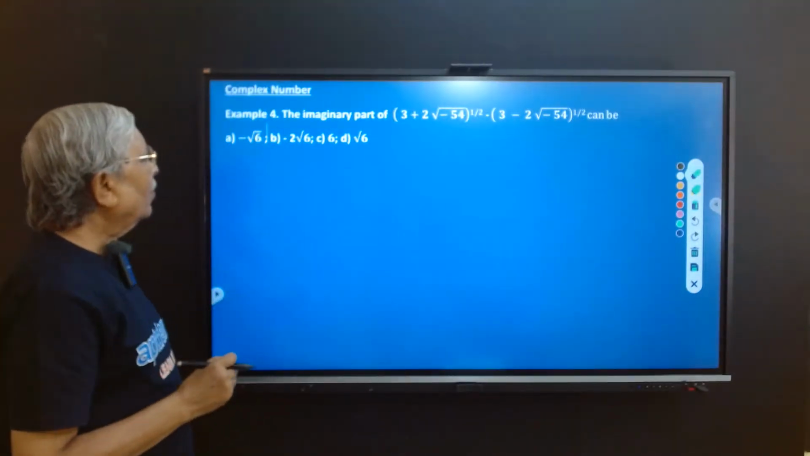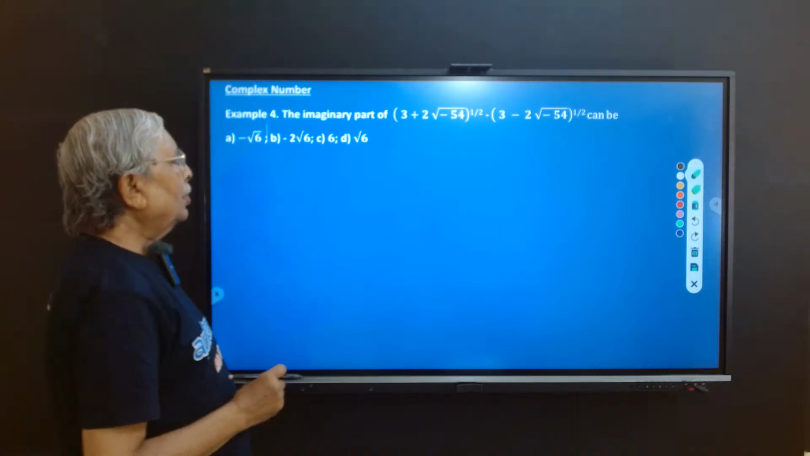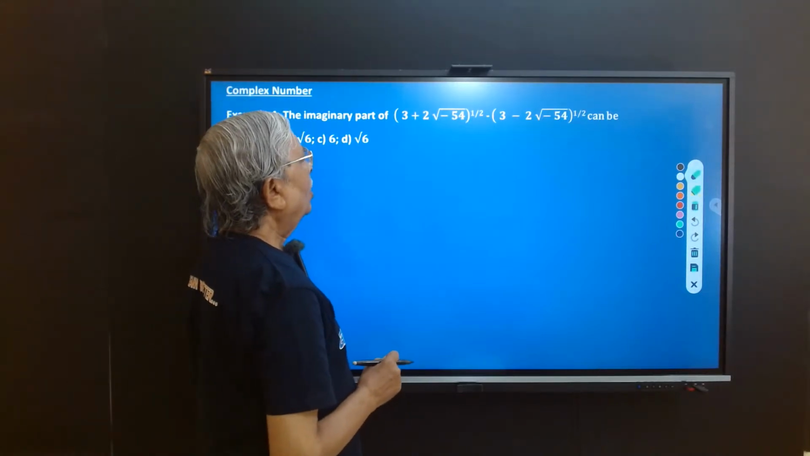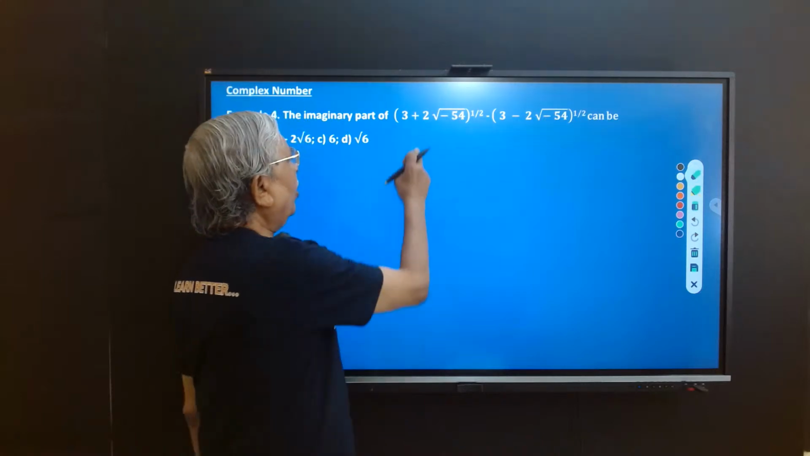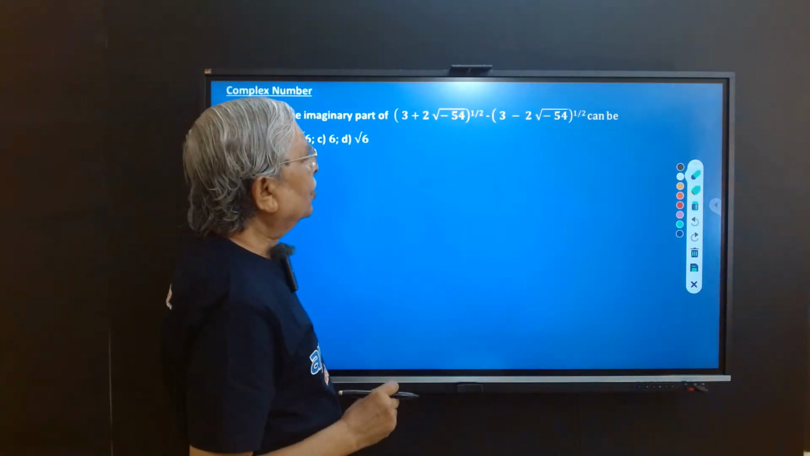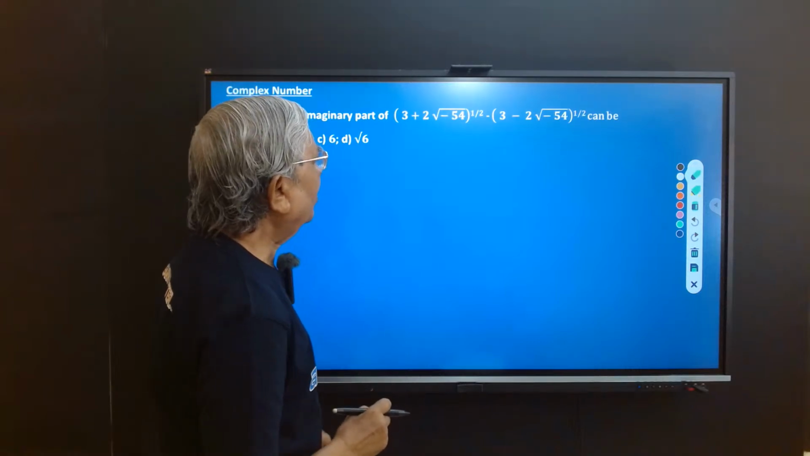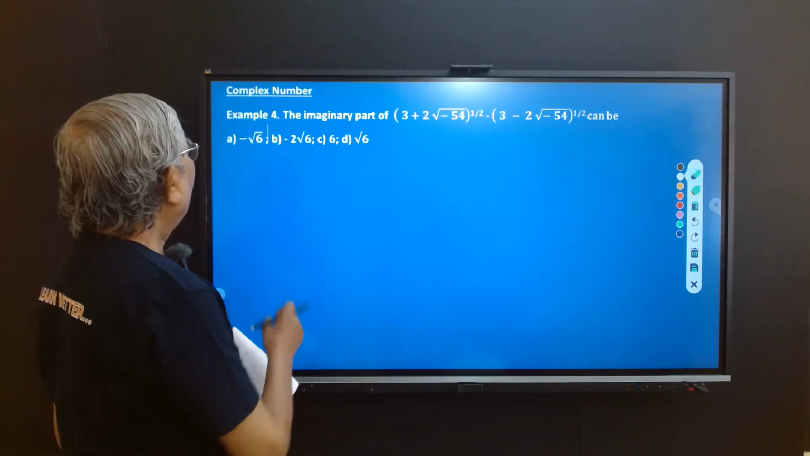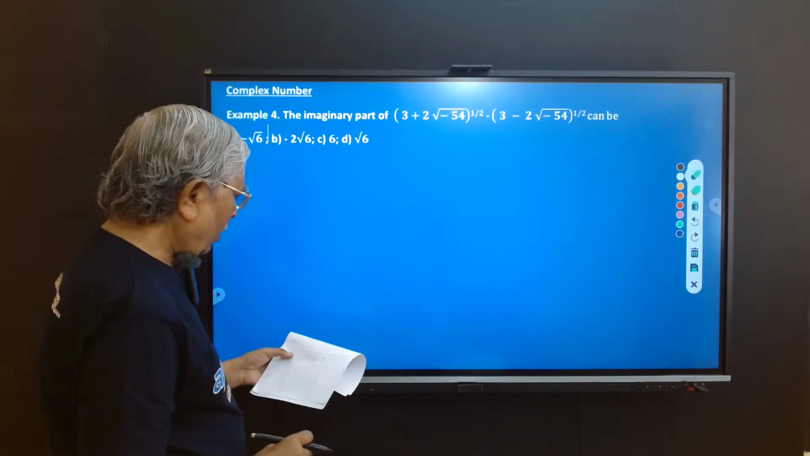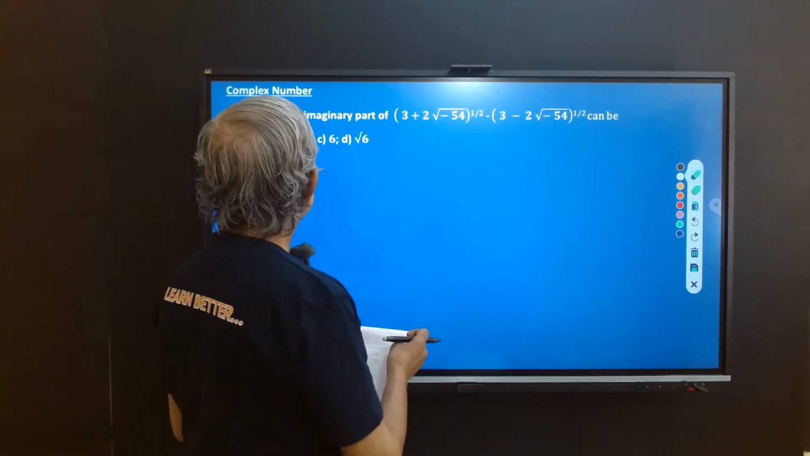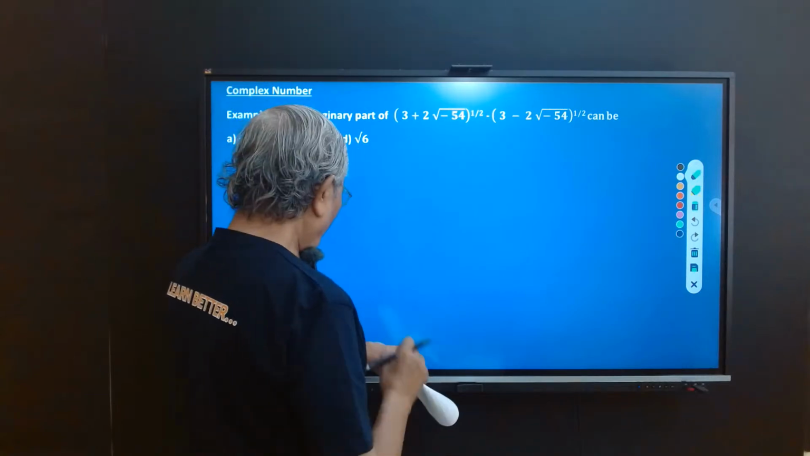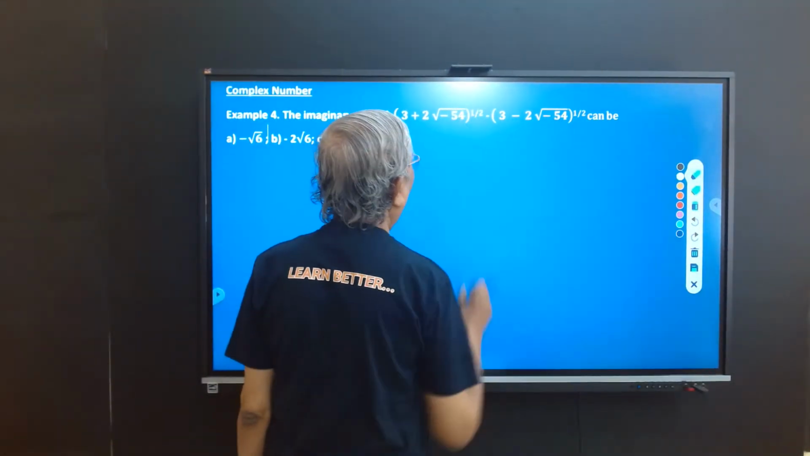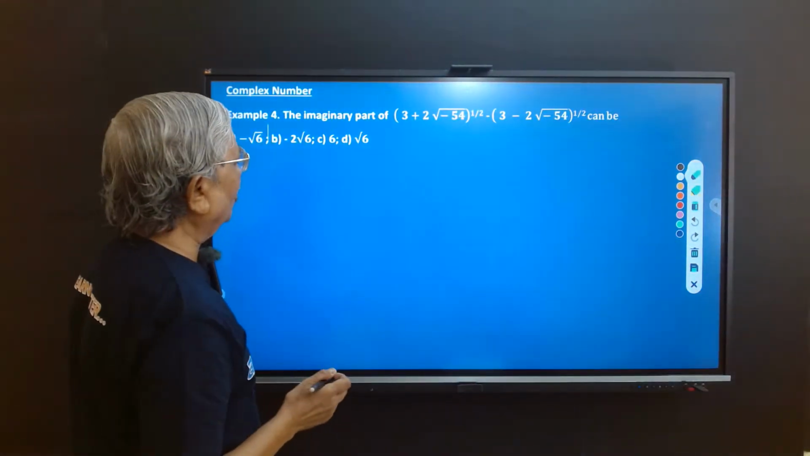The last example: the imaginary part of (3 plus 2 root over minus 54) whole to the power half, that is the square root of this, minus (3 minus 2 root over minus 54) whole to the power half, can be one of these four. So, the imaginary part of this. First, let x be equal to this whole number: this whole to the power half minus this whole to the power half.